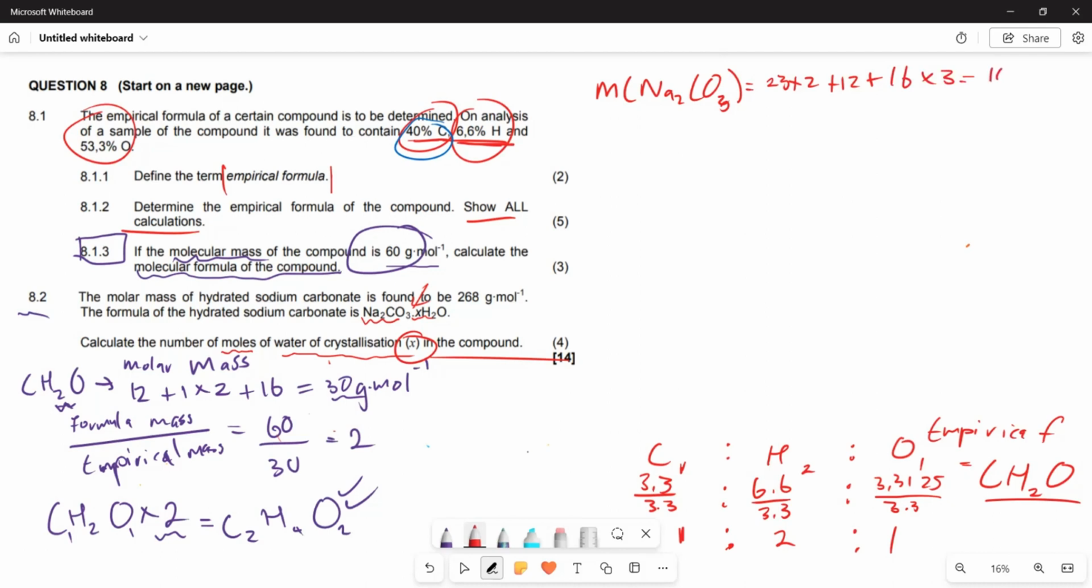The answer that you are finding there is going to be 106 grams per mole, which is the molar mass of your Na2CO3, right? As soon as you do that, what is it that you are going to do now? Remember, you are given what is formed as the product.